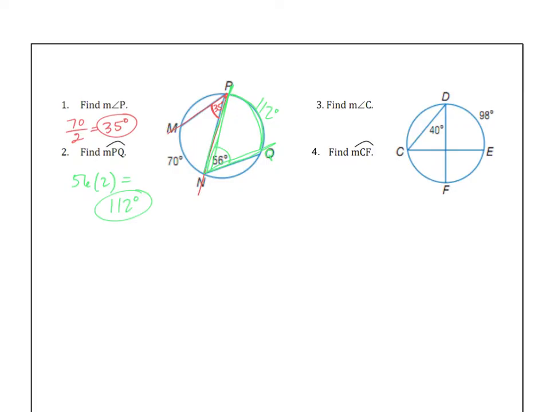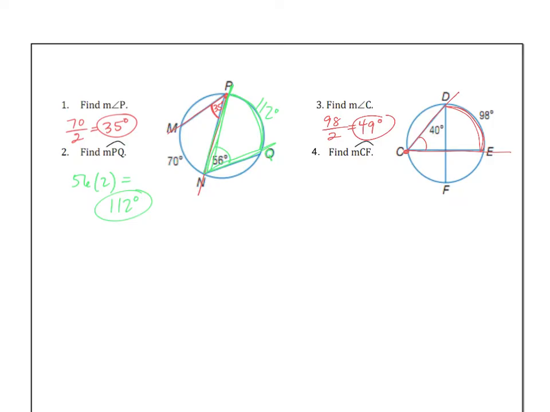So number 3, we have to find the measure of angle C. Angle C opens up to the 98 degree arc. Since angle C is right on the circle, it's an inscribed angle, so it should be half of 98. 98 divided by 2 is 49.